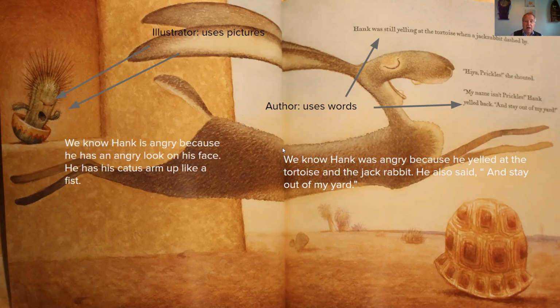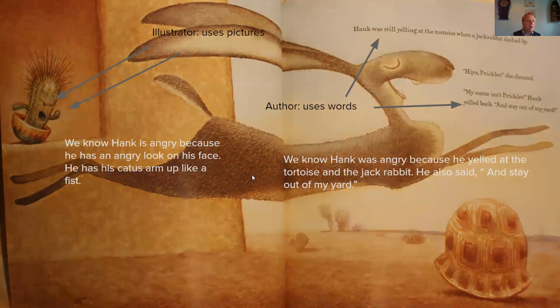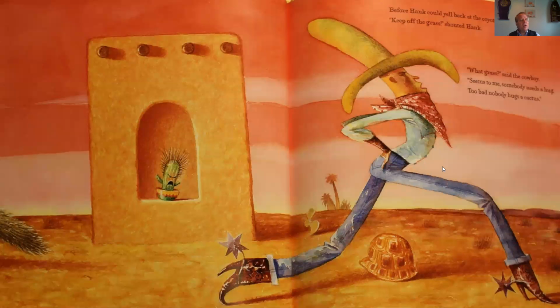So if we are looking for evidence in the pictures, we can say we know Hank is angry because he has an angry look on his face. He has his little cactus arm like a fist, right? These are the details that you could talk about when you're looking for evidence that tells you that Hank feels angry in this case. You're looking for details. I included this page because when there's a story about character change, like this particular story is, there's a point where something happens that causes a change to happen. And for this book, this is that point.